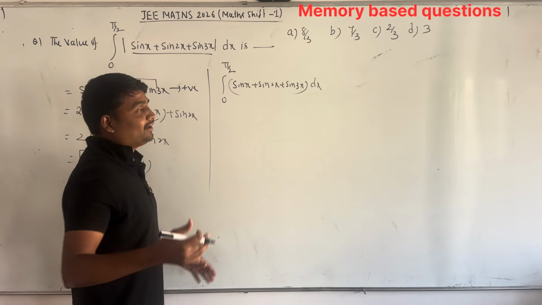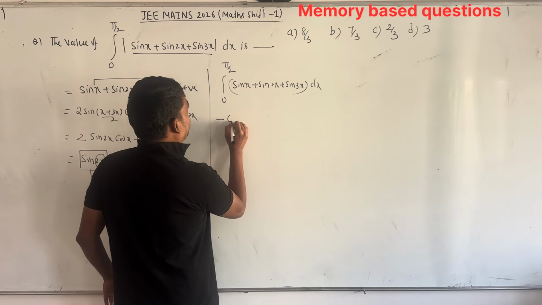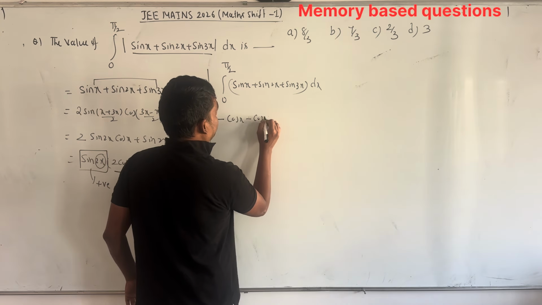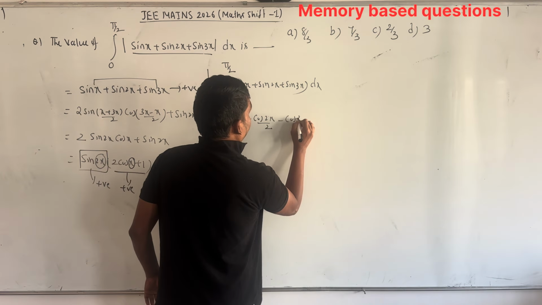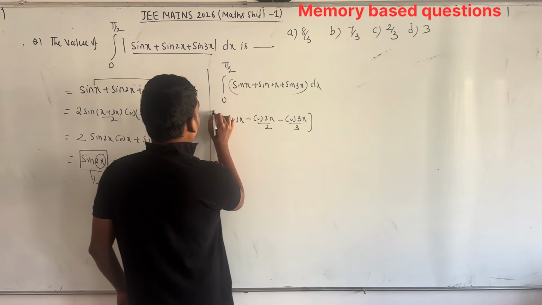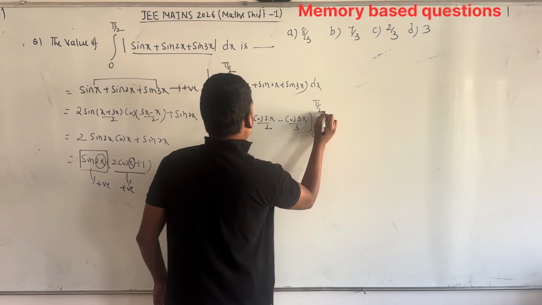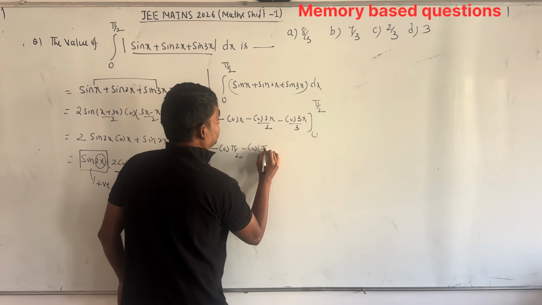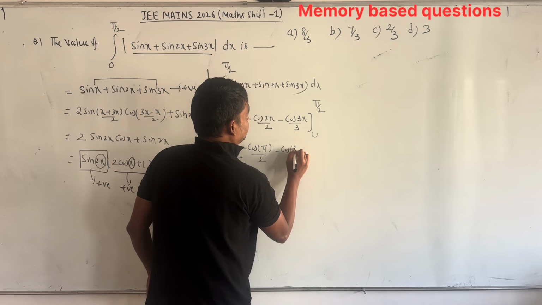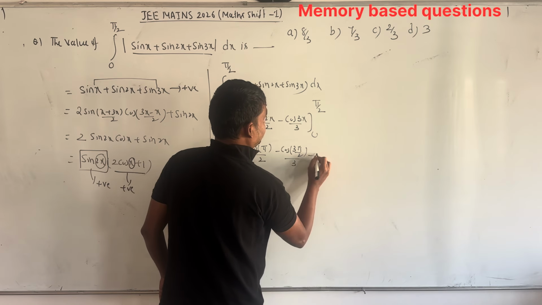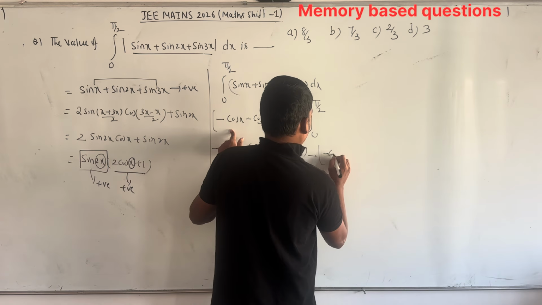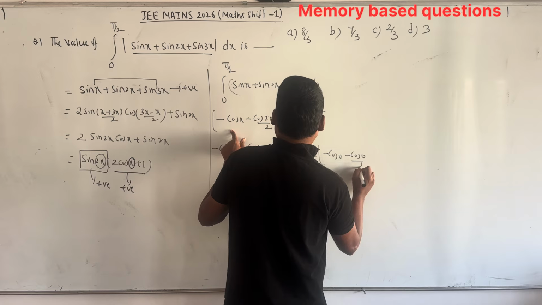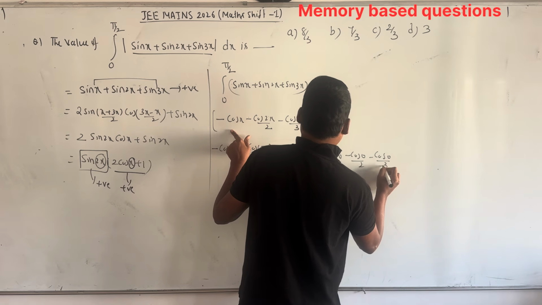So now we can do the integration. Integral of sin x is minus cos x, integral of sin 2x is minus cos 2x by 2, integral of sin 3x is minus cos 3x by 3. From where to where? From 0 to pi by 2. Now substitute the upper limit. So minus cos pi by 2, minus cos 2 into pi by 2 by 2, minus cos 3 into pi by 2 by 3, minus of substituting 0: minus cos 0, minus cos 0 by 2, minus cos 0 by 3.